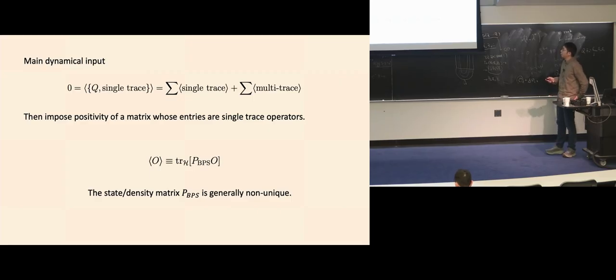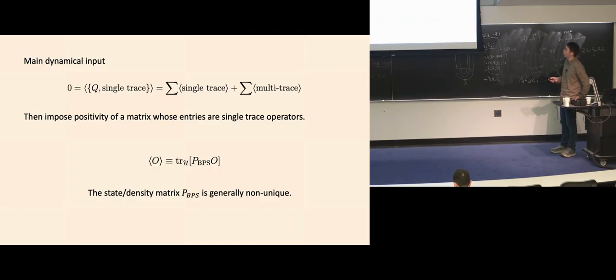The main dynamical input to the problem is this kind of loop equation. Take the commutator or anti-commutator of the supercharge with any single trace operator. By doing that, you will get a superposition of single trace and a superposition of many multi-trace operators. All these will be set to 0 if you evaluate them in the BPS states. These are some dynamical loop equations, but of course there are also other kinematical constraints that people usually impose in bootstrap, like the cyclicity of the trace, etc.